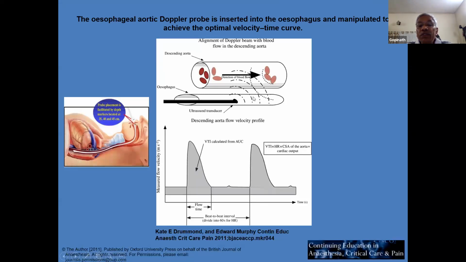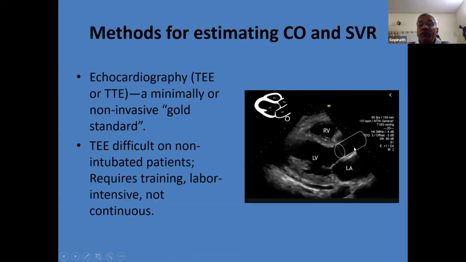So the probe is in the direction, or the beam is in the direction of flow. So you know the flow time, which gives you the VTI from the area under the curve, and this into heart rate into cross-sectional area of the aorta gives you the cardiac output.